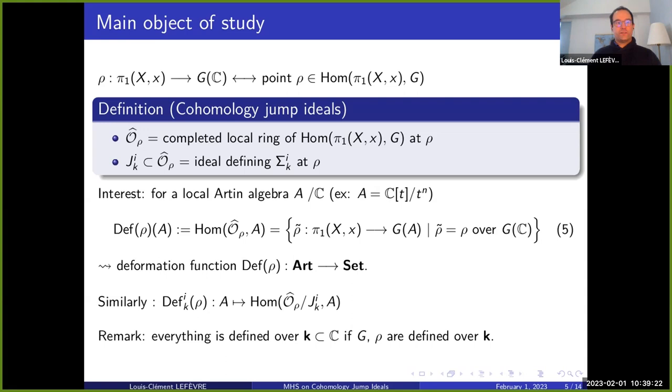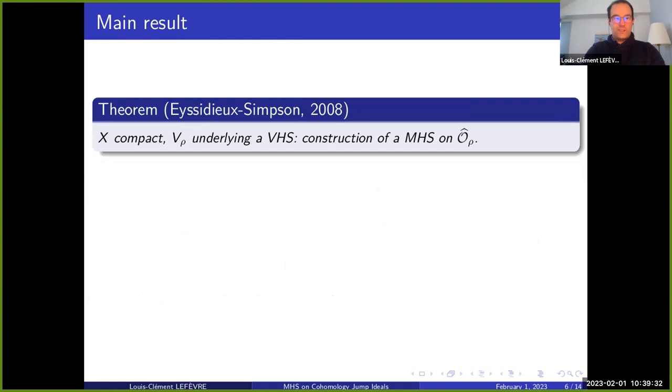And now what we want to do is, so the result that was our motivation, the theorem of Simpson and collaborators from 2008. In the construction, they start from X a compact Kähler manifold, and the representation rho is associated to the local system V rho that underlies a polarized variation of Hodge structure over X. And then they construct a mixed Hodge structure on this ring. This ring is not finite dimensional because it is a complete local ring, but it has a maximal ideal, and all quotients by powers of the maximal ideal are finite dimensional. So all these quotients carry mixed Hodge structures, compatible with all the reductions modulo the powers of the maximal ideal. So this is just a projective limit of mixed Hodge structures.